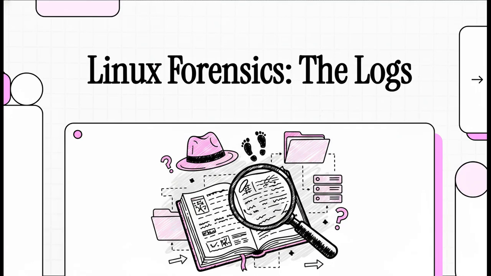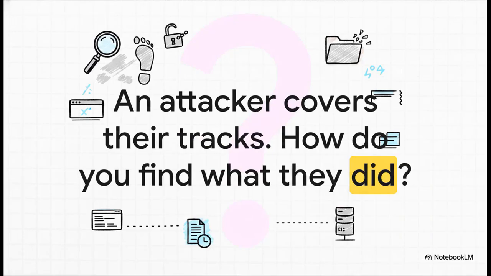Welcome. So when a system gets compromised, it doesn't just stay quiet. It actually keeps a diary of everything that happens, and today we're going to learn how to read it. All right, let's start with the big problem every digital forensics investigator runs into. An attacker gets in, does what they came to do, and then tries to just vanish.